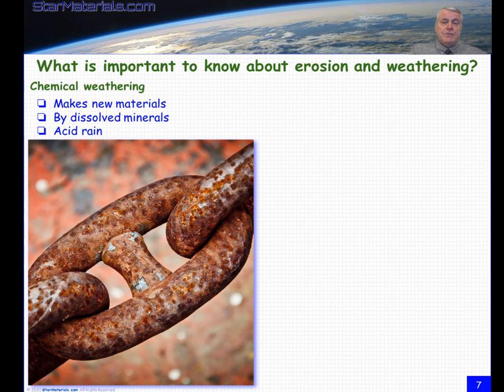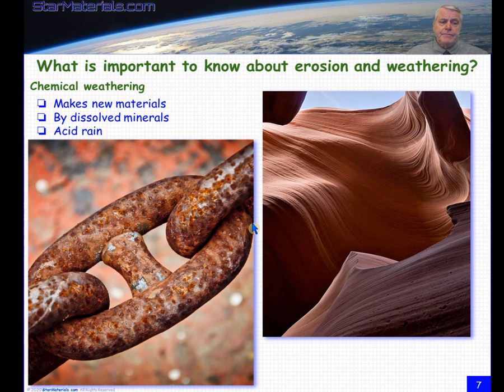And then we have acid rain. We can chemically weather something by leaving it out in the rain. The rain picks up some materials in the air that are dissolved in it, and it makes it slightly acid. Now it's not going to burn your skin off, but it's slightly acid. And it reacts with materials and weathers them.